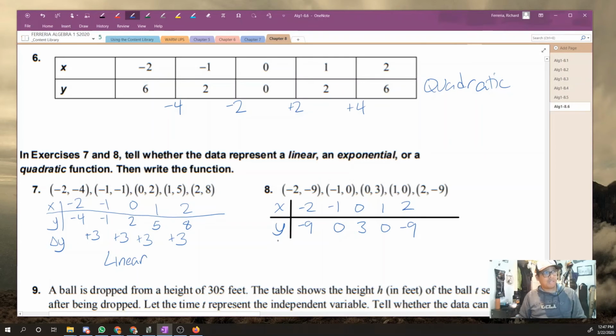we're going to look at our delta y's now. Delta y from -9 to 0, that is +9. From 0 to 3, that's +3. From 3 to 0, that's -3, and then -9 again. We have a change in direction, so this looks like a quadratic. And I don't know how to spell quadratic.